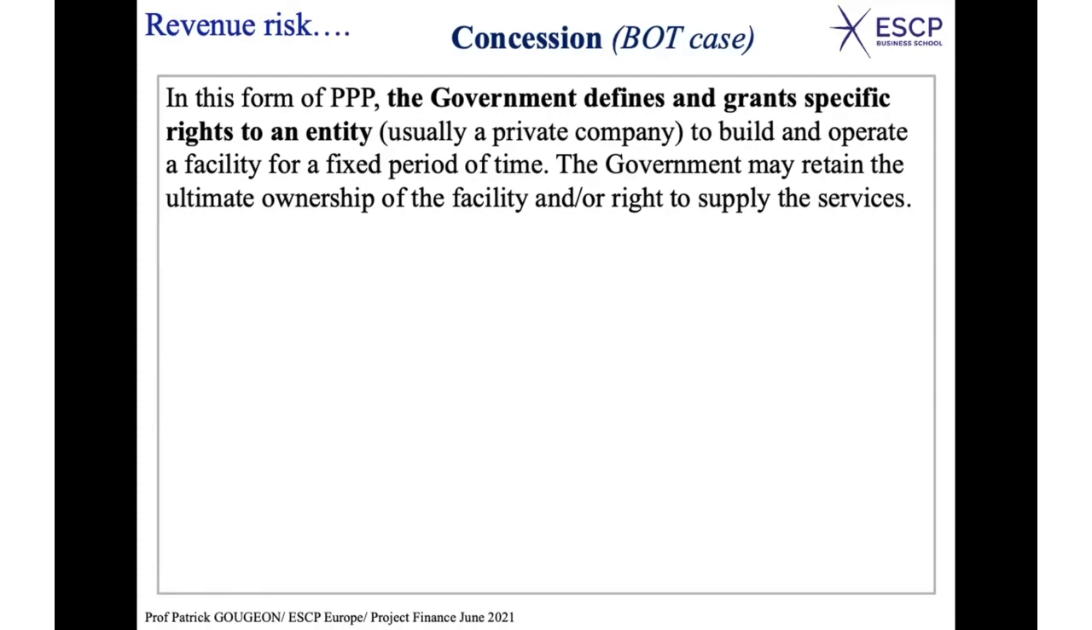Well, the government defines and grants specific rights to an entity, a private company, which is actually the project company, to build and operate a facility, it might be a power plant, for instance, for a fixed period of time. Might be 20 years, for instance, 20 years of operations, okay, to build a facility and operate it. Even for a tollway, you know, it can be a 20-year period.